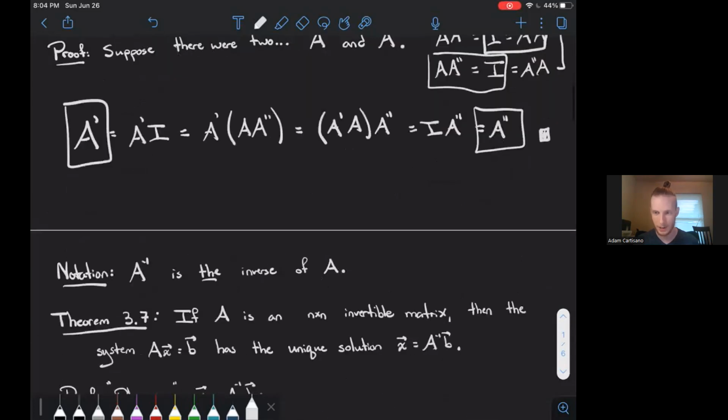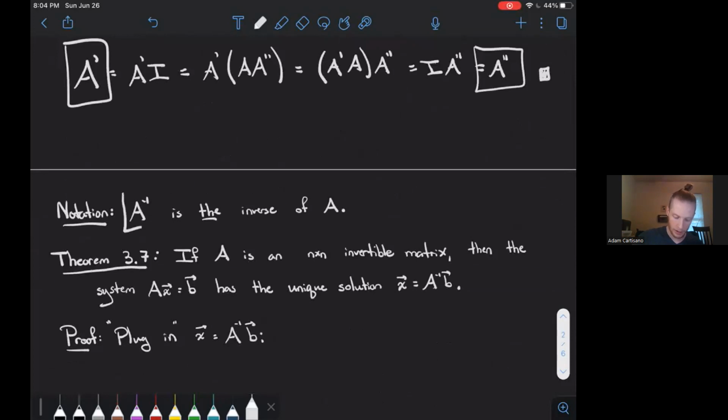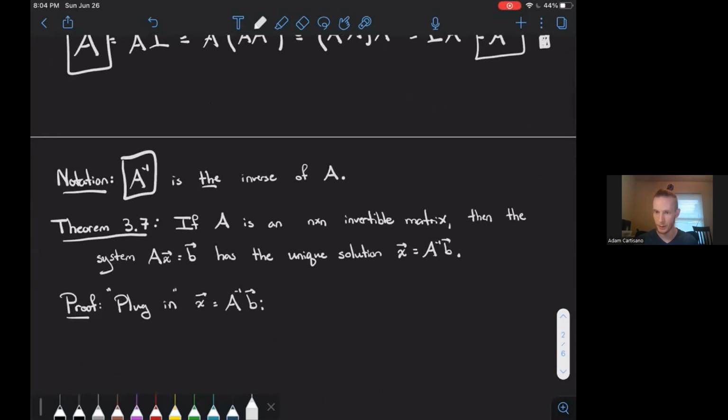So in other words, the inverse is unique, and we can call it the inverse. For notation purposes, we call it A to the minus 1, and we say A inverse. So now to put your minds to rest about what we were talking about earlier, suppose you have an n by n invertible matrix, and you have the system AX equals B. Then the unique solution to that system of equations is precisely A inverse times B. It's exactly the thing that we wanted.